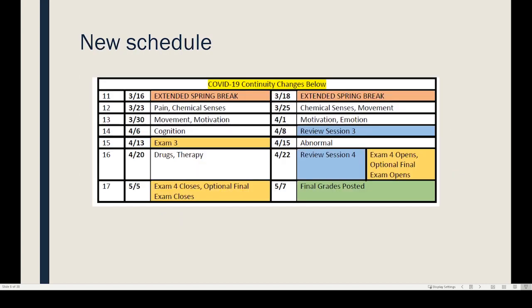Here's a breakdown of our new schedule, starting from the extended spring break. Here we are in this week, March 23rd and March 25th. We've been going over pain modulation, chemical senses, and movement. Next week we'll do some more on movement and then move into motivation and emotion. After that we'll cover cognition. And then on that Wednesday, we'll have the review session for exam number 3.